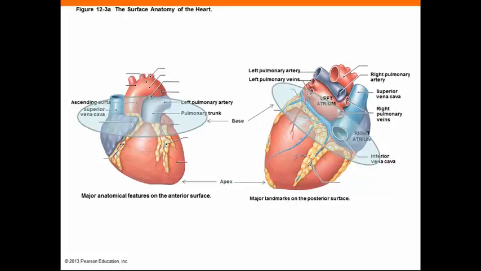The superior end of the heart is called the base. It has the great vessels, the aorta, vena cava, pulmonary arteries, and pulmonary veins. The inferior end of the heart is called the apex. It's the pointed tip.